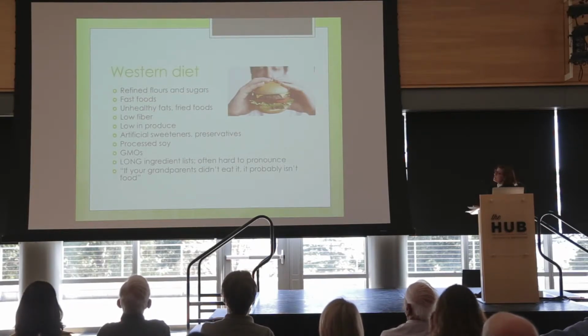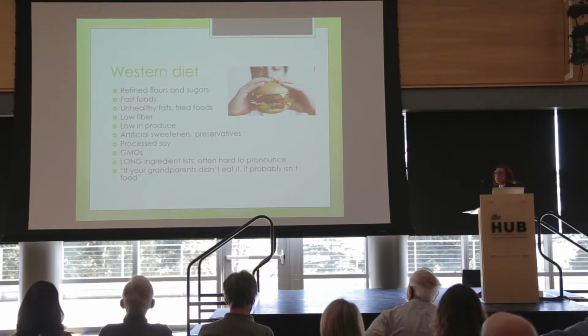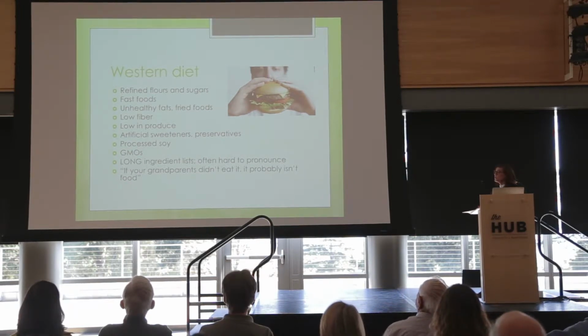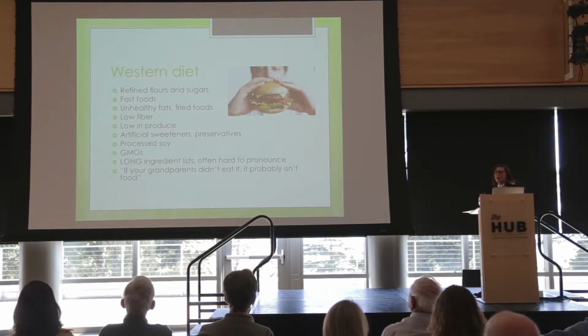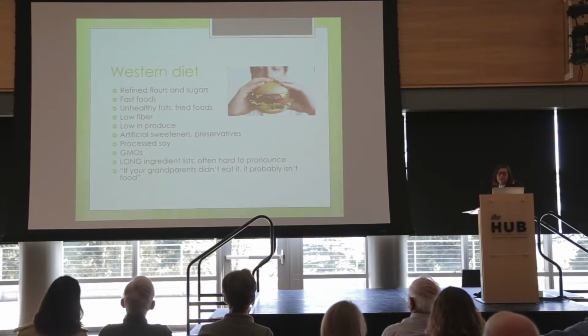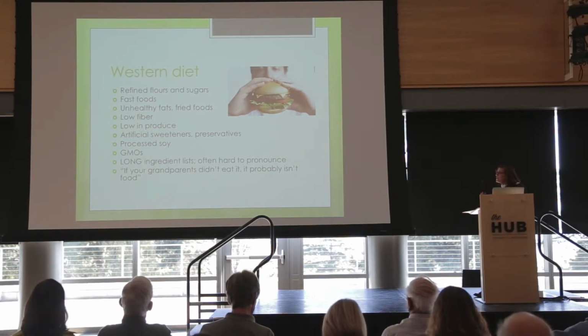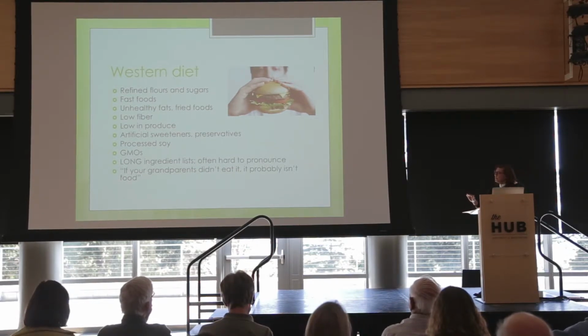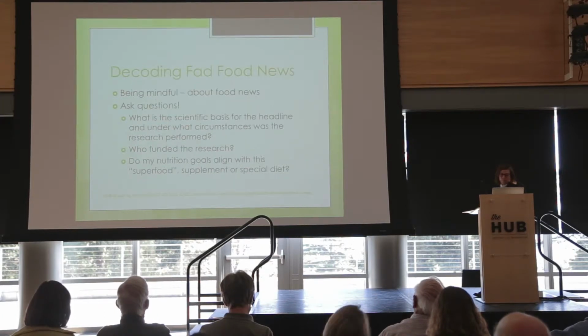So Western diet, these are the characteristics that I view a Western diet as. Lots of refined flours and sugars, fast foods, unhealthy fats, generally low in fiber and low in produce. A lot of preservatives, artificial sweeteners, processed soy, GMOs, these long ingredient lists that have numbers and all kinds of things that you can't actually define what they are. The Western diet, I feel, has veered away from the whole foods approach that is more beneficial for the microbiome.